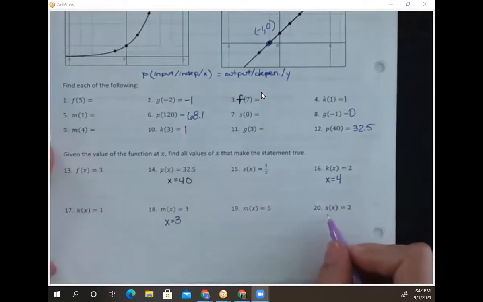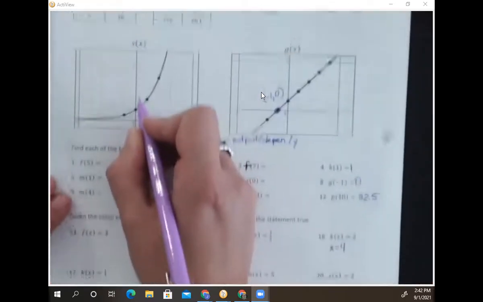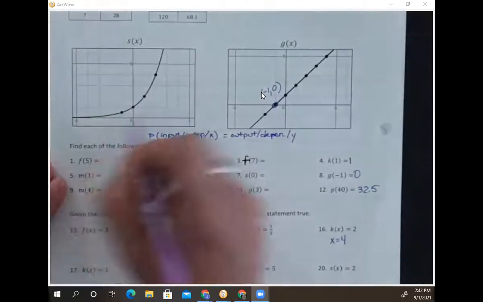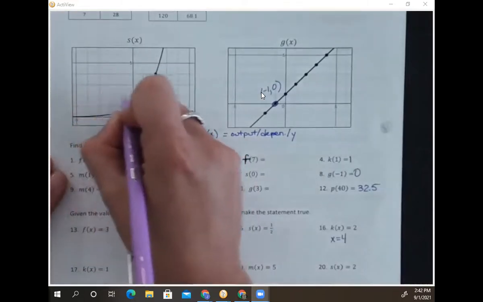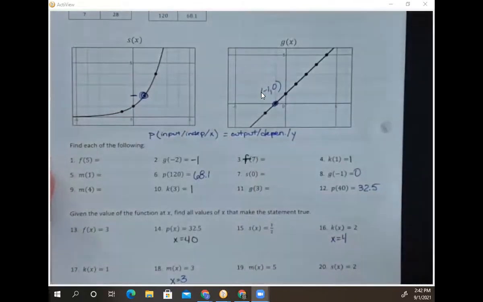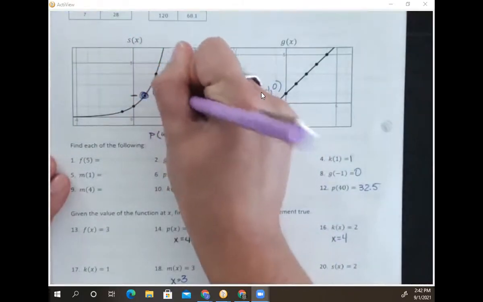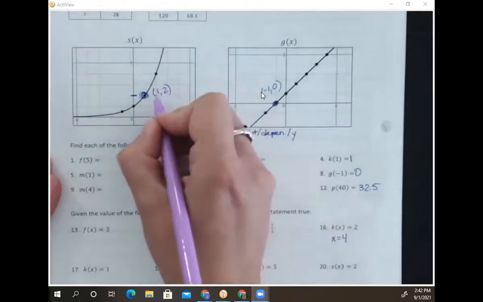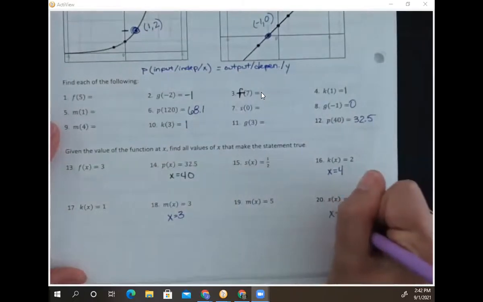And then for 20, S of X equals 2. So my output is 2. So if I go to S of X, it's this graph right here. My output is 2, my Y value is 2. So there's 2. I'm going to follow that to my graph. Remember, anywhere that I have a Y value would be here. So this is the point on my graph that has a Y value of 2. This is the point 1, 2. So for an output of 2, I would have had to have had an input of 1. So X equals 1 there.